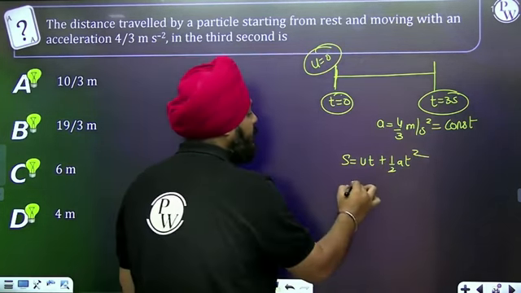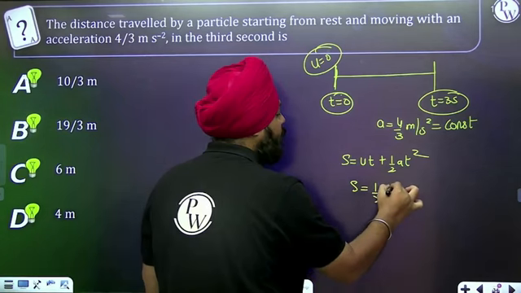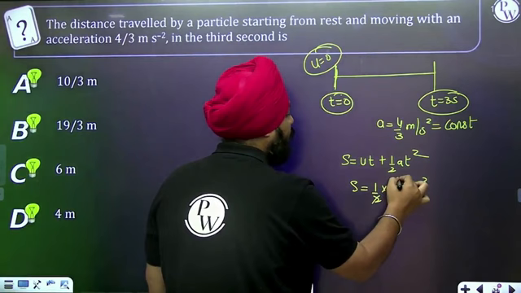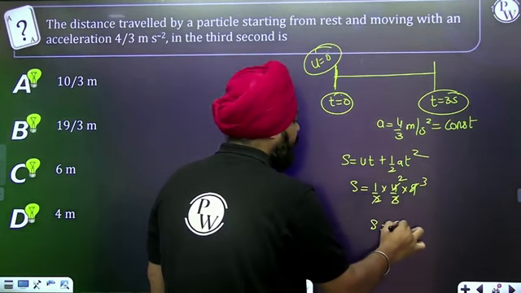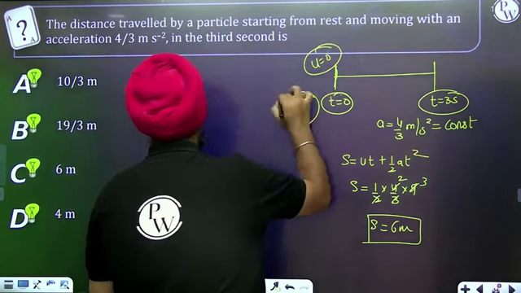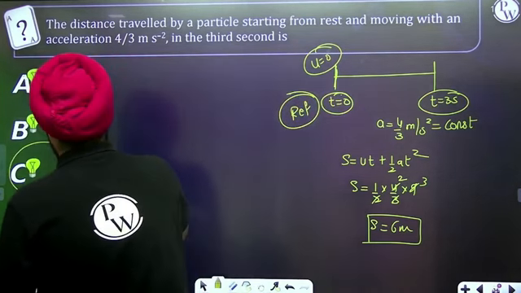u is 0. s is equal to half, acceleration is 4/3, into 9. 3 twos are 6, so s is equal to 6 meter. The total displacement with respect to the reference point is 6 meter. C is the perfect answer.